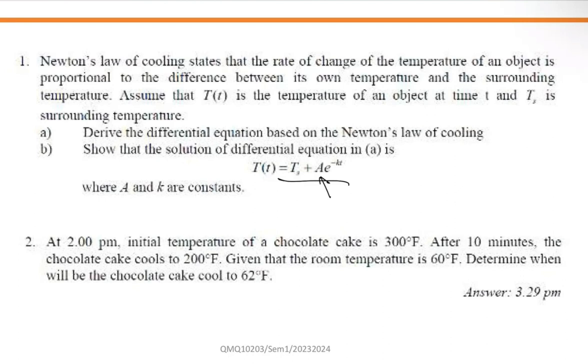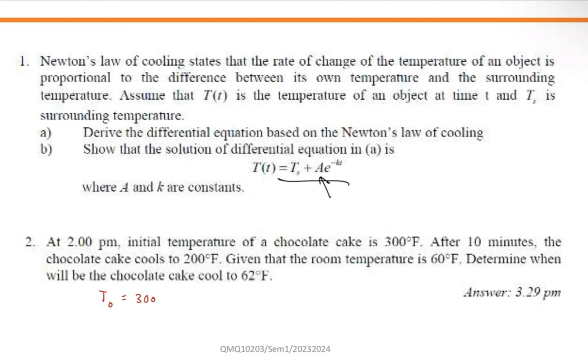So let's jot down the clues given in this exercise. At 2 p.m., the initial temperature of the chocolate cake is 300. When we say initial temperature, that means at t equals 0. So I can say that when t equals 0, the temperature of the chocolate cake is 300 degrees Fahrenheit.